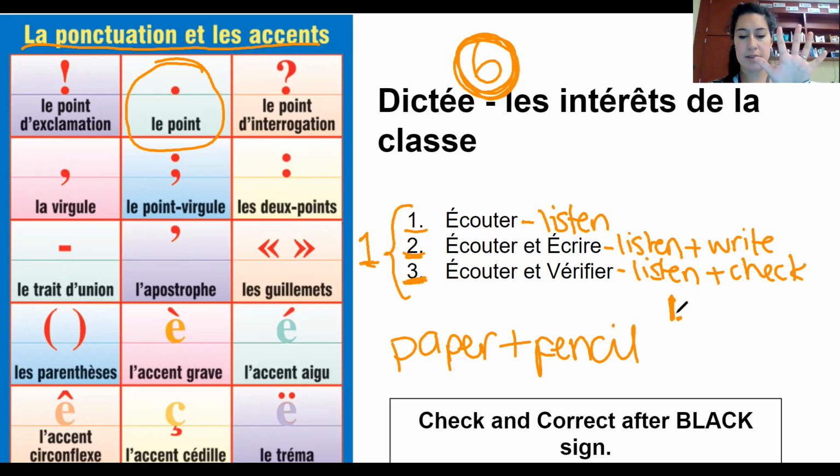Numéro 5. La majorité de la classe, numéro 6, aime manger sauf Johnny. Point.